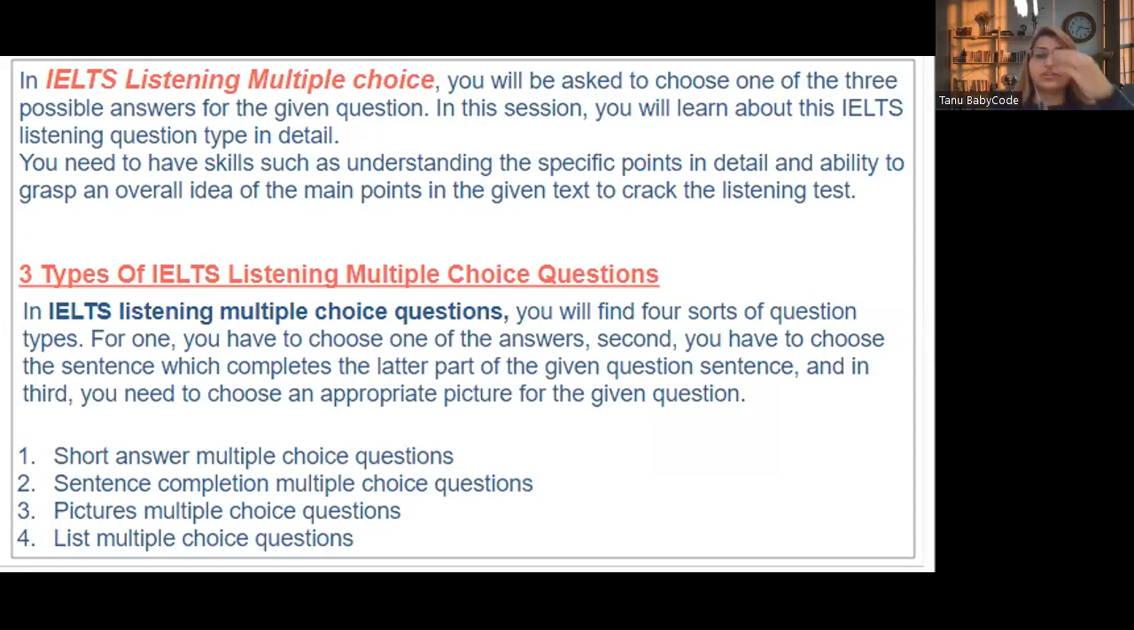Now, what are the types of multiple choice questions? You will find four sorts of questions. One is where you have to choose one of the answers. Second is where you have to choose the sentence which completes the latter part. In the third, you will choose the appropriate picture. And the fourth one is where you will have a list of multiple choice options.